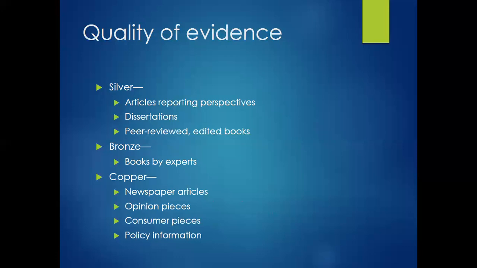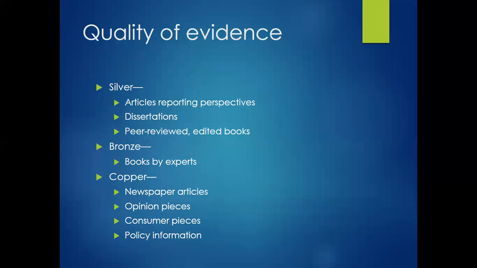Finally, bronze: books, books by experts, books that really are tremendously distanced from actual research that's been conducted. Those are going to be less valuable and should be used very sparingly, if at all. Finally, copper levels. Those kinds of sources should not even be in a literature review.